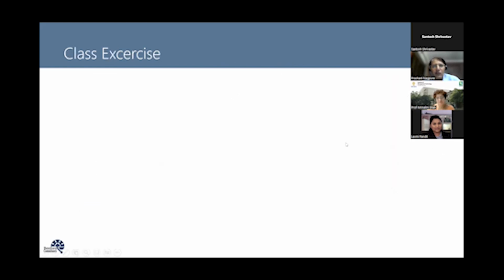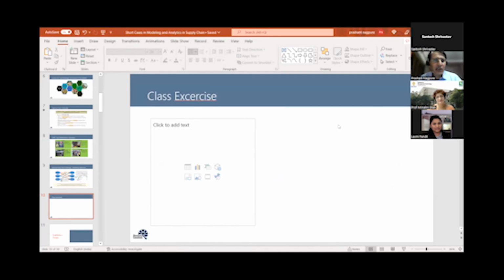Okay. Before I jump into this, as suggested by Professor Shah, I'm just going to share a small file in which we can look at a very simple exercise.